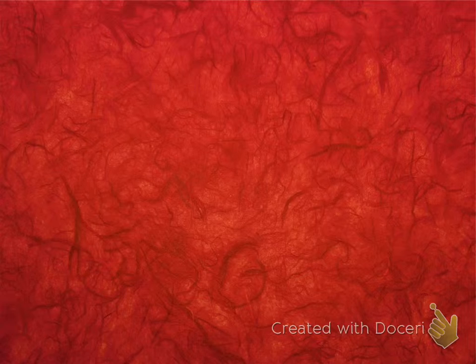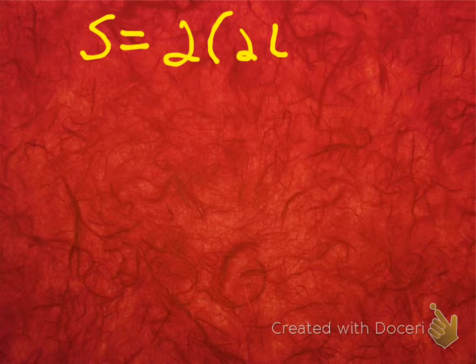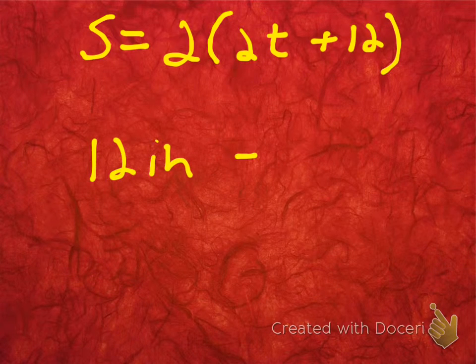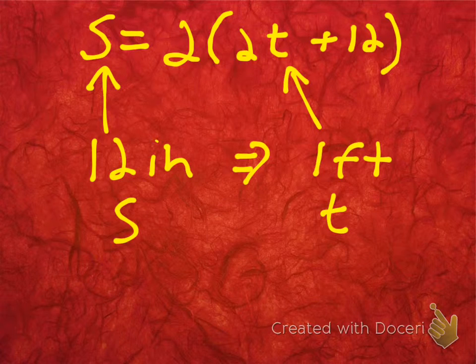All right, number 10, it says, which problem situation could be solved with this equation? S equals 2 times 2t plus 12. Well, it says, what is S, the number of inches in feet? Well, we know there's 12 inches in 1 foot. If inches are S and feet is T, could I plug in 1 here and 12 here and get the answer I'm looking for? Would it work out?